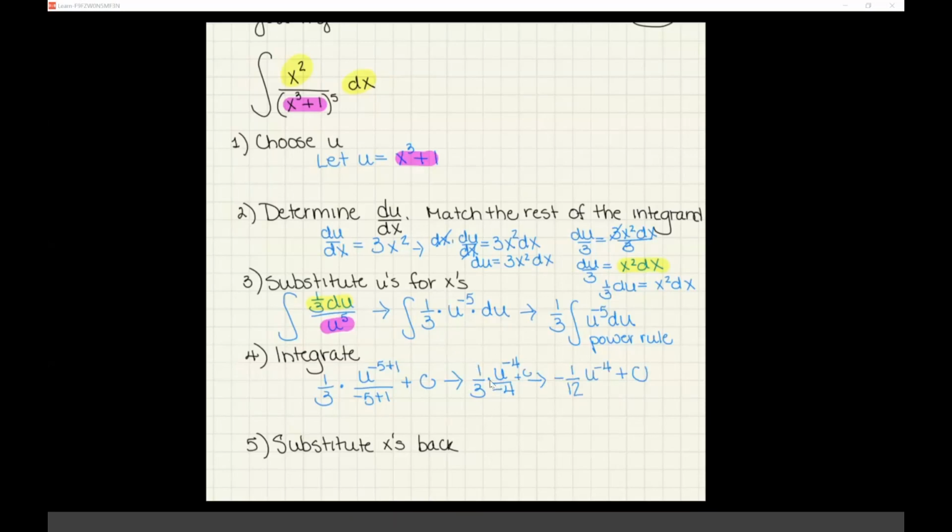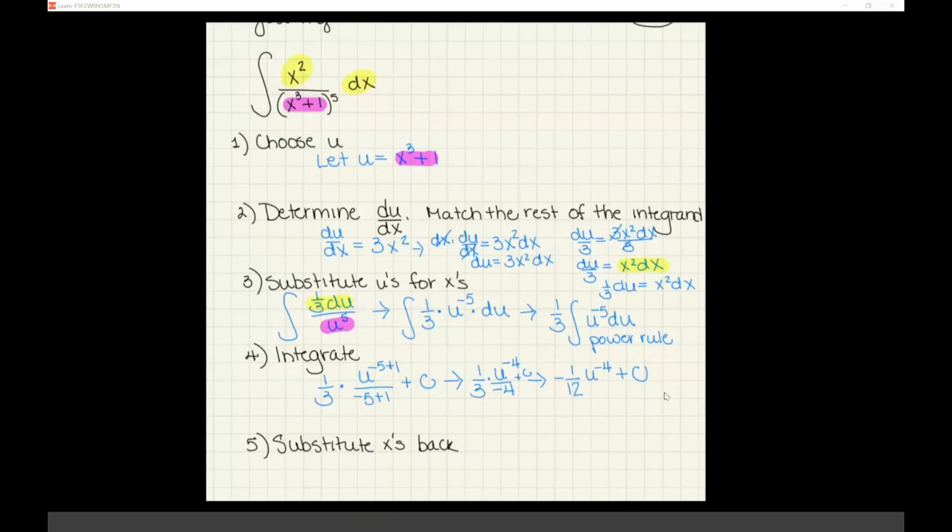Everybody comfortable with what happened here? This is just multiplying fractions. 1/3 times 1 times u to the -4th over -4. Multiply the numerators, multiply the denominators, and I'm pulling it all out in front as a coefficient. But everybody sees the -12 down here, right?